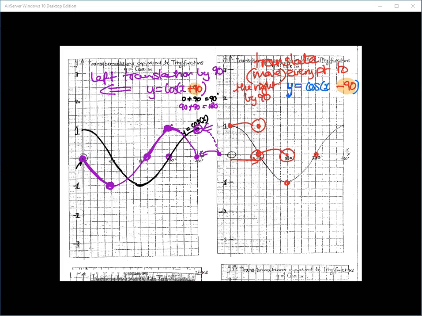180. Okay, and then the 180 at the bottom is minus 1. Where does that go to? 270. And the 270 point position goes to where? 360. Okay, so you're moving it 90 degrees along the graph.